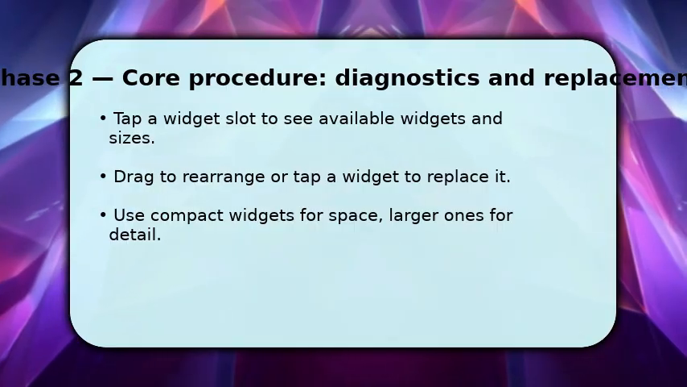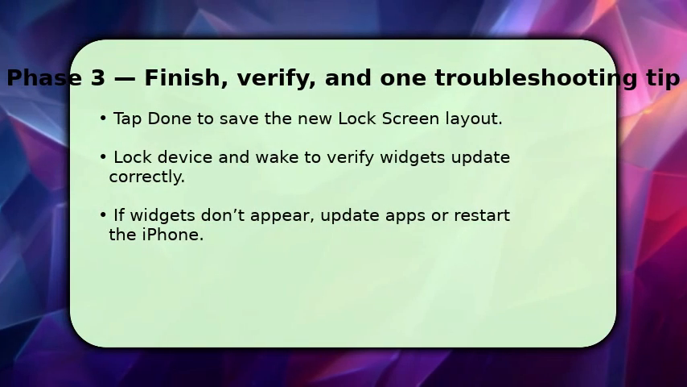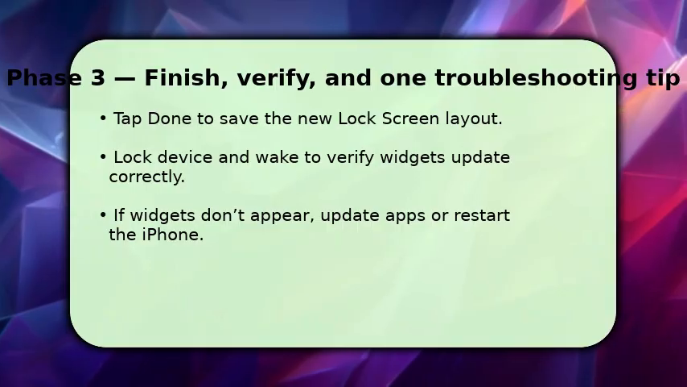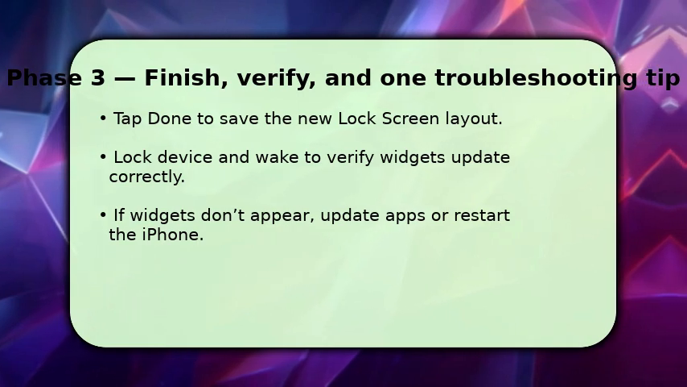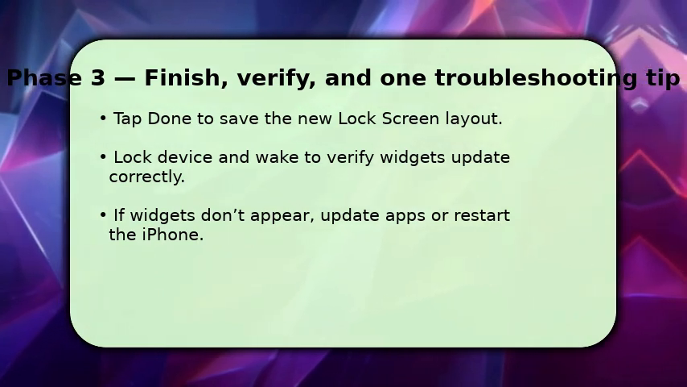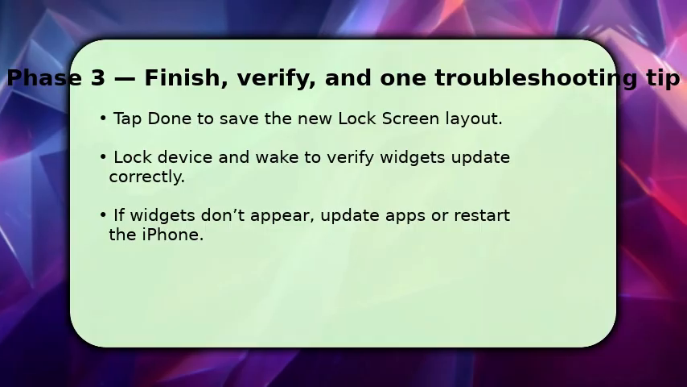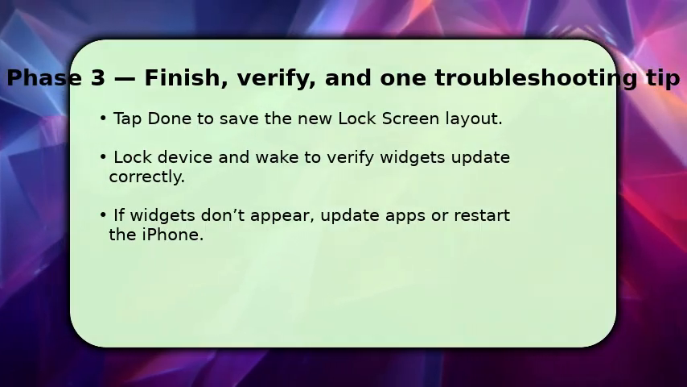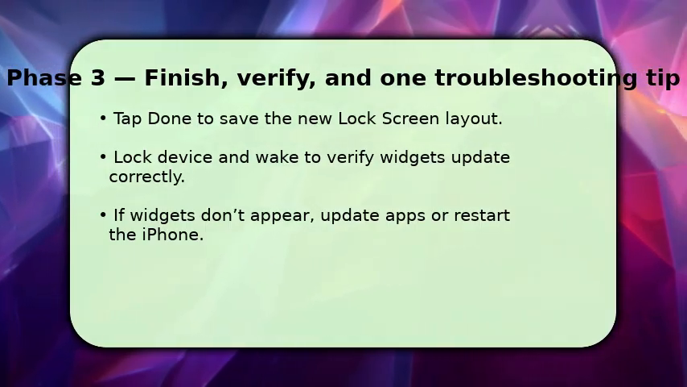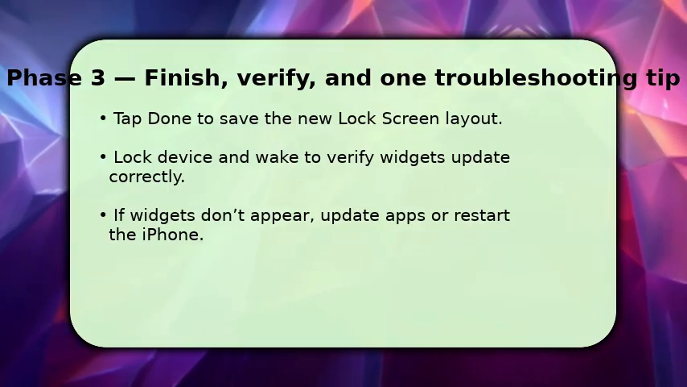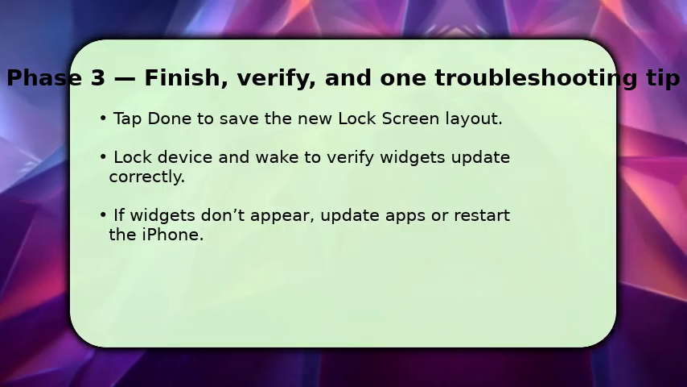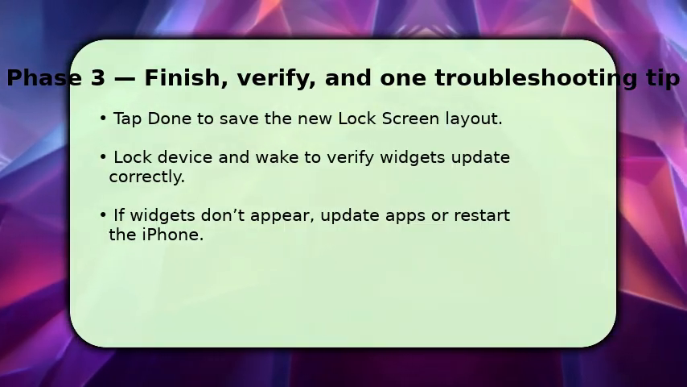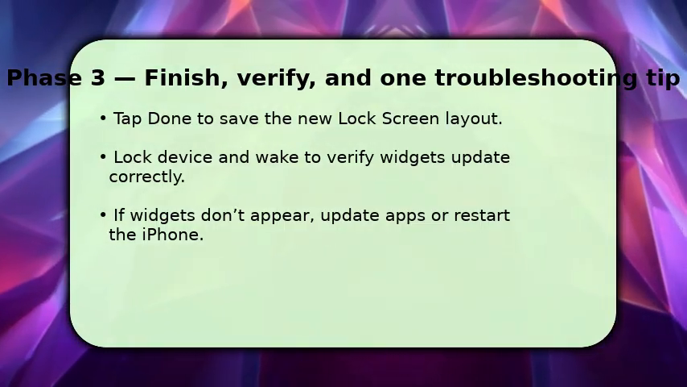Then test by locking. To finish, tap Done to save changes and then lock and wake your iPhone to test the new lock screen. Make sure widgets update and respond when you glance. If data seems stale, open the app to refresh permissions. If widgets don't appear at all, check that the app supports lock screen widgets, update the app, and restart the phone. If problems persist, toggle background app refresh and widget permissions in settings. That usually resolves missing or frozen widgets quickly.